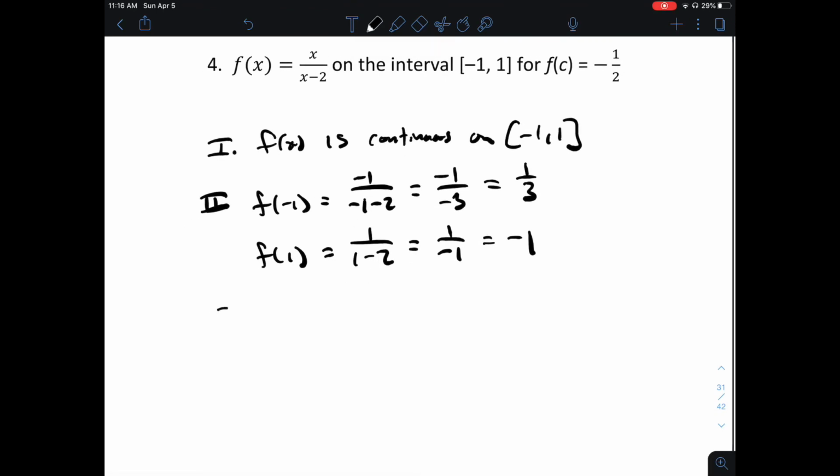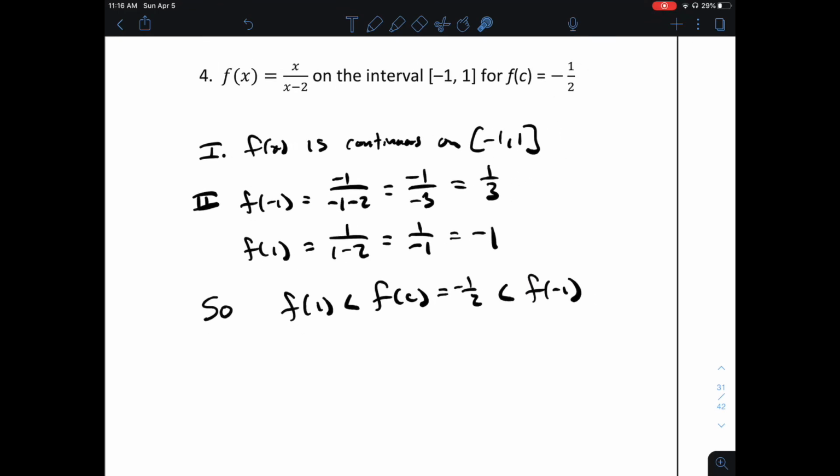So I'm going to list the one that is smaller first. This is f of 1. f of 1 is less than f of c. f of c is negative 1/2, which is less than f of negative 1. Now the order of this matters once again. You got the bigger thing on the right, the smaller thing on the left. So that matters.